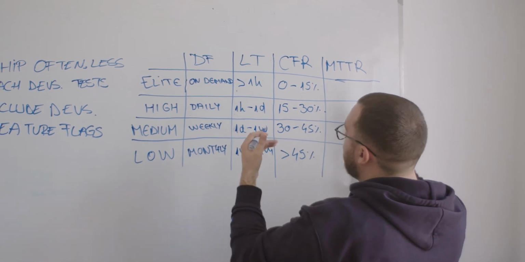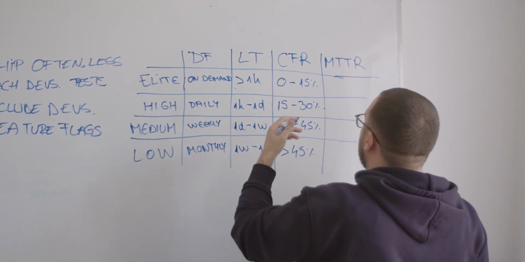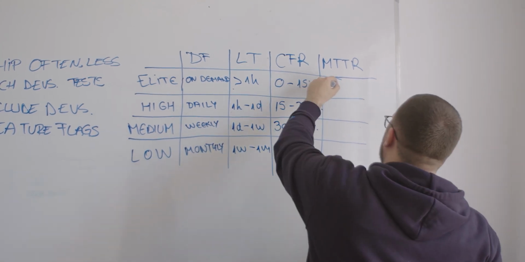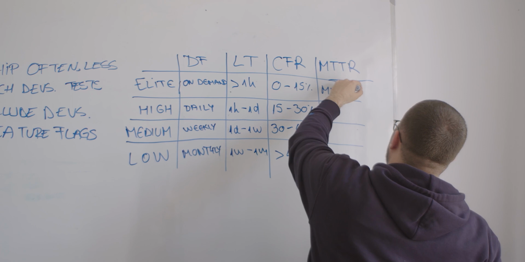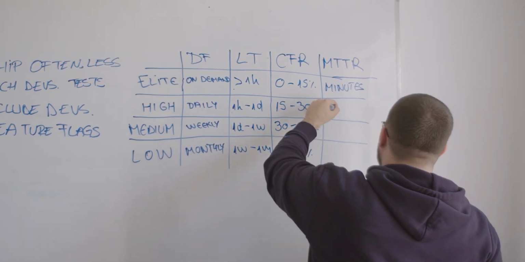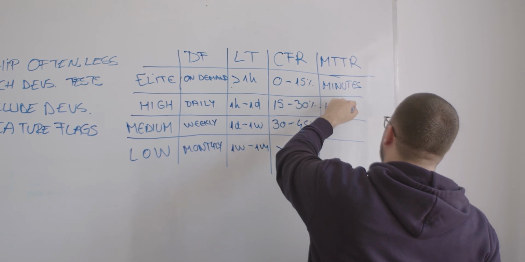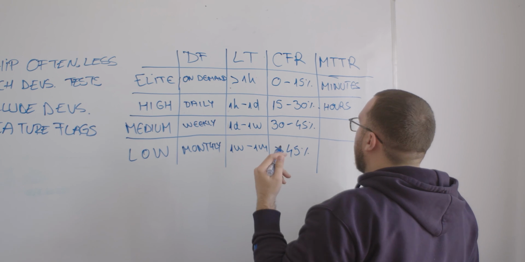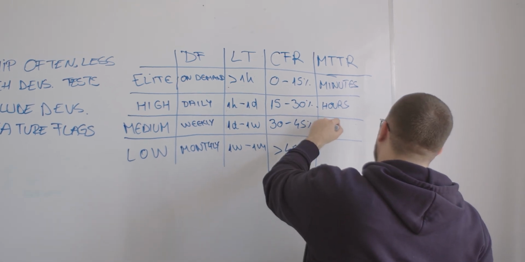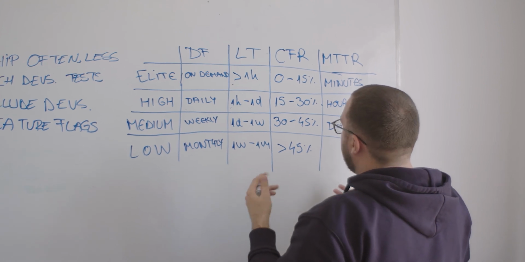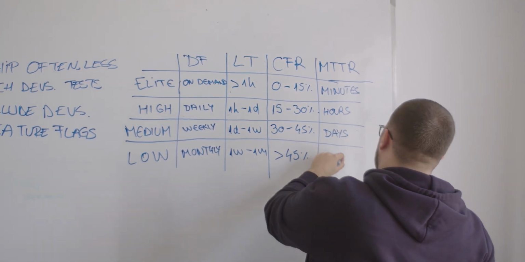Now, for mean time to restore, elite performing teams restore services in minutes. High performing teams restore services in hours. Medium performing teams restore services in days. And low performing teams restore services in weeks.